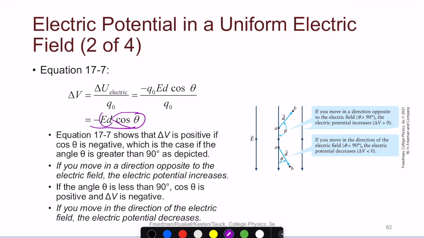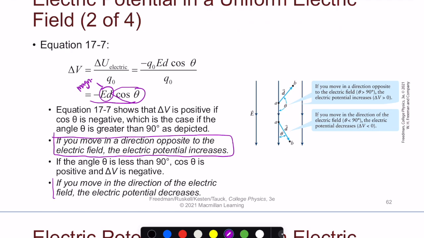Why? Because remember, we always leave these as magnitudes, and let our cosine theta give us the negative or the positive. Okay? So under the same reasoning, delta V will be negative if cosine theta is positive. In other words, in a phrase or in a concept, if you move in a direction opposite to the E field, the potential increases. If you move a charge in the direction of the electric field, the potential decreases.